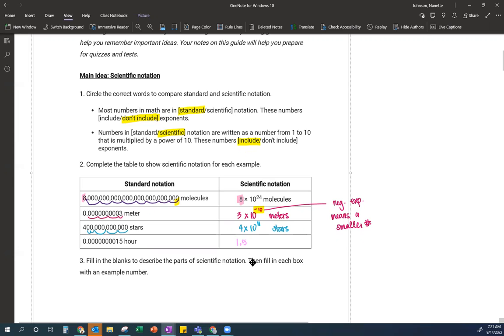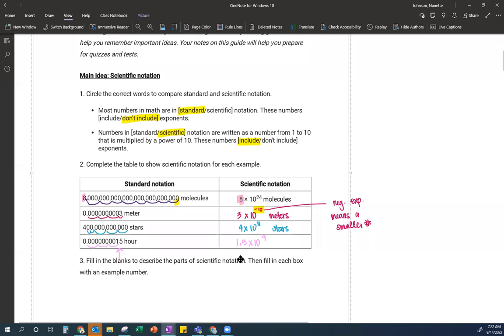Okay, so now I'm going to count how many I need to move to get to that 1.5. I want to get my decimal right here between the 1 and the 5. So I'm going to count by threes again. 3, 6, 9. Okay, so this is going to be times 10 to the 9th. And then this is hours. And then let me check my answer.